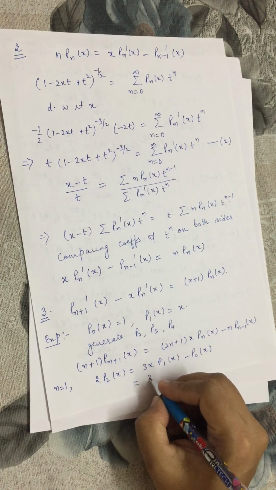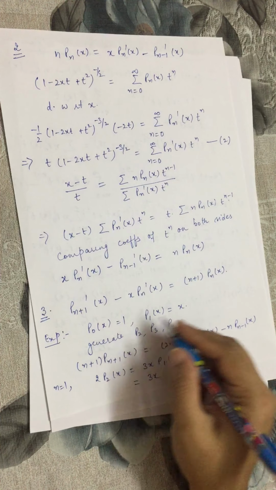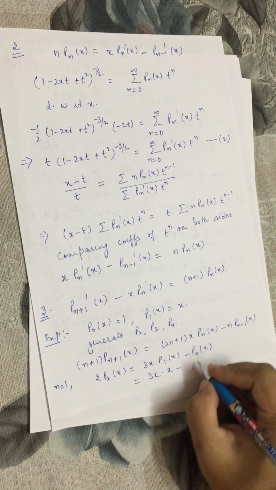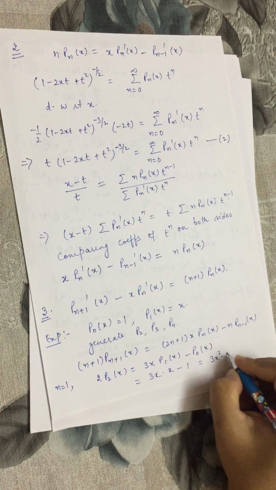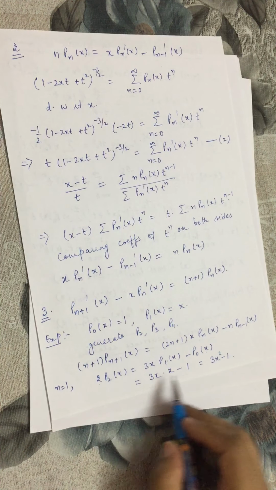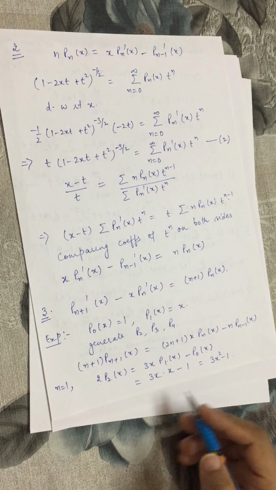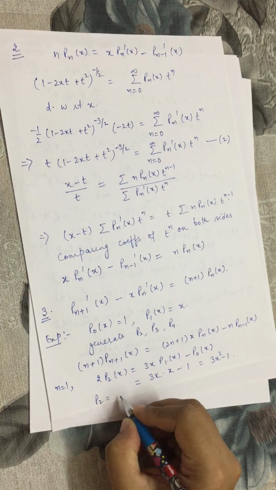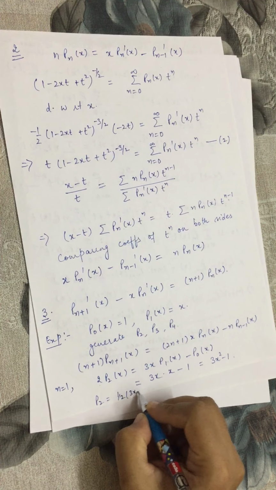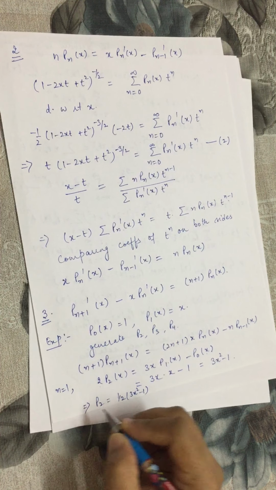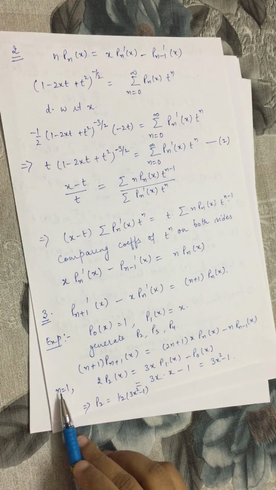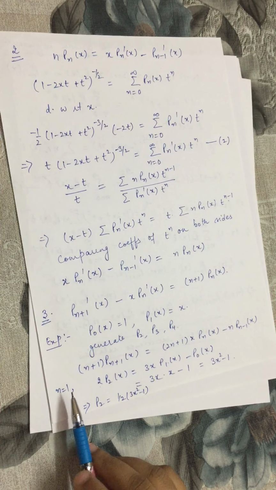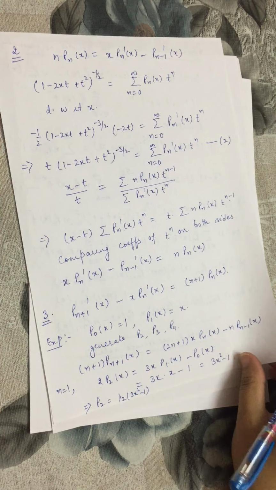Then we put the values of p1 and p0 which are given to us, 3x into x minus 1, so that is 3x square minus 1. So we have 2 into p2 is equal to 3x square minus 1, so p2 is just 1 by 2 into 3x square minus 1. Similarly, we can calculate the values of P3 and P4 by putting n is equal to 2 and 3 in the recurrence relation.